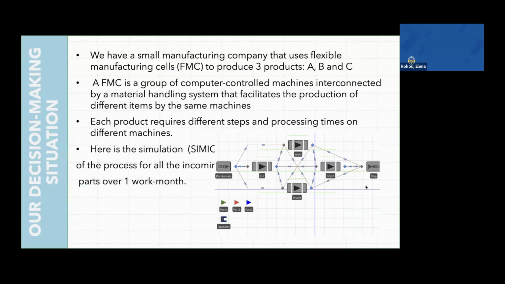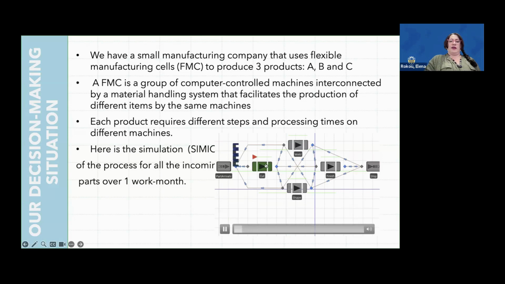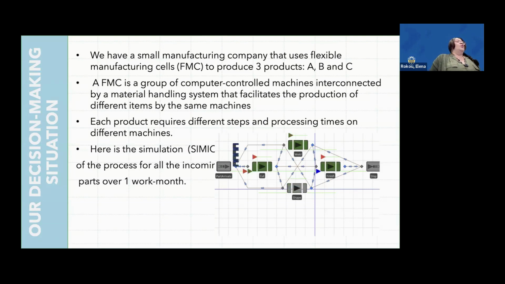We have a small manufacturing company that uses flexible manufacturing cells to produce 3 different products. It's a group of computer-controlled machines interconnected. Each product requires different steps, and that means it also has different timing in the system, different demand, different cost, all that. You saw a little bit of how the simulation of this model works. We simulated the process for incoming parts over 1 work month, okay?